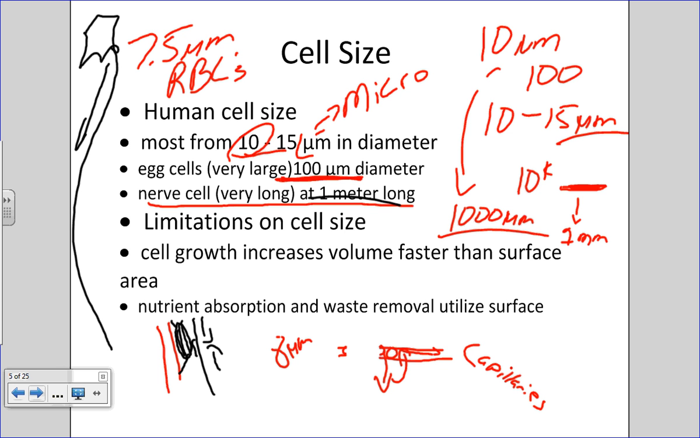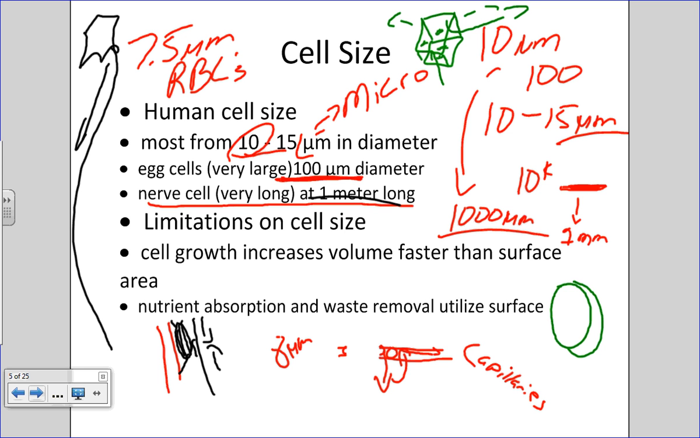Another reason they're small is because you have to remember, when you're talking about cells, these are three-dimensional structures. As a three-dimensional object grows, its internal volume is going to increase out of proportion to the surface area of that cell. The surface area does not grow at the same level that the volume does, which means it's going to be harder to get nutrients into the cell for the cell to use, and it's going to take longer to get waste products out of that cell.